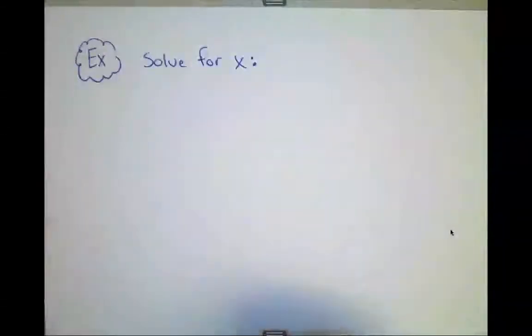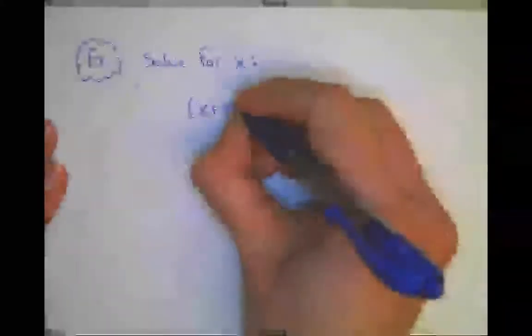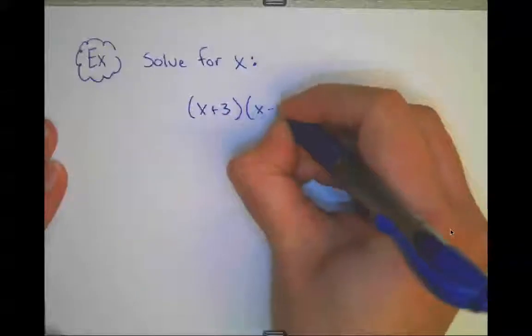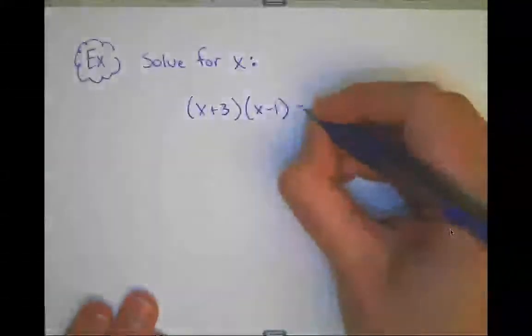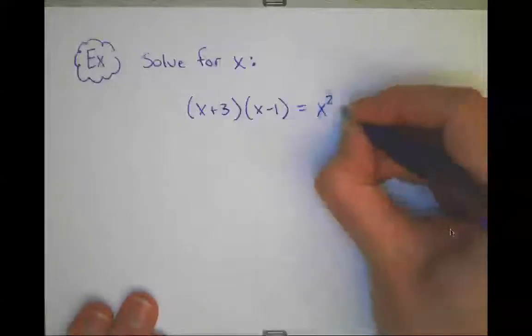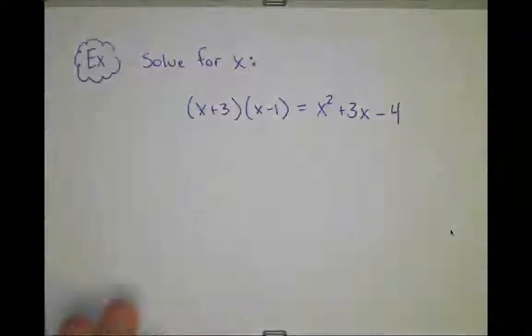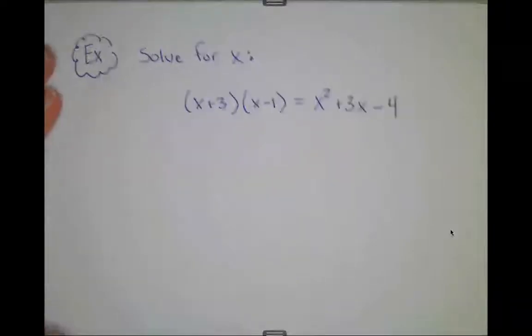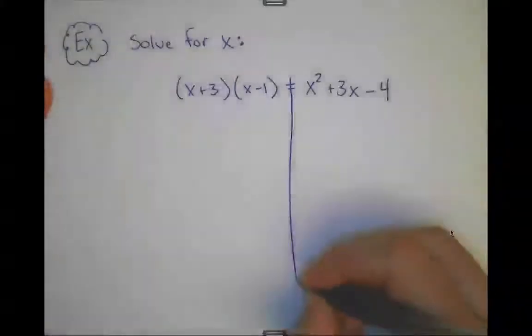And for this problem, we're going to have quantity x plus 3 times quantity x minus 1 equals x squared plus 3x minus 4. So here's a great time. Pause the video and see if you know how to do this without help. Okay, so I'm thinking like line down the middle, let's solve for x.